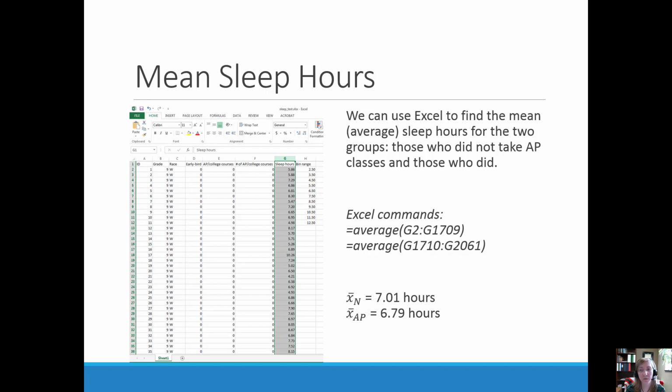Column E contains the information on whether or not the students took AP or college courses: 0 if they did not, or 1 if they did. Those who did not have their sleep hours in cells G2 through G1709, while those who did have their sleep hours in cells G1710 through G2061. Those who did not take any AP or college courses had an average sleep time of 7.01 hours, while those who took one or more AP or college courses had an average sleep time of 6.79 hours.